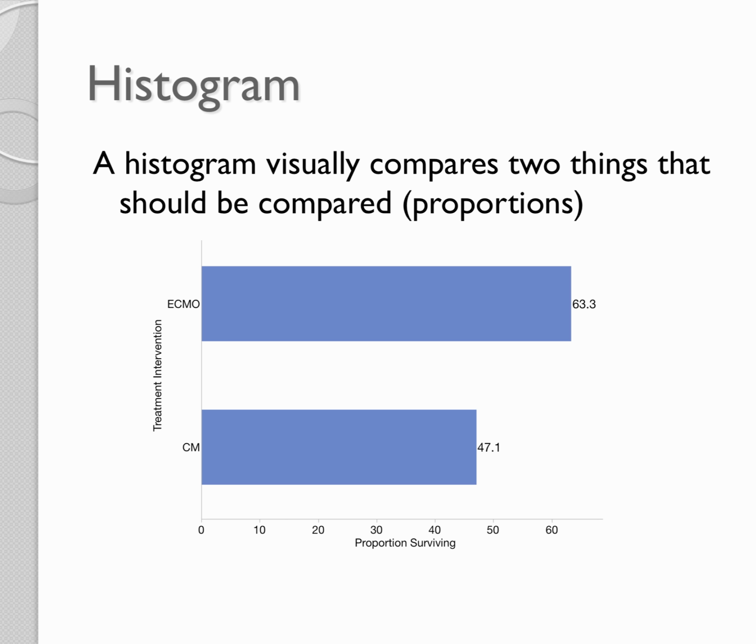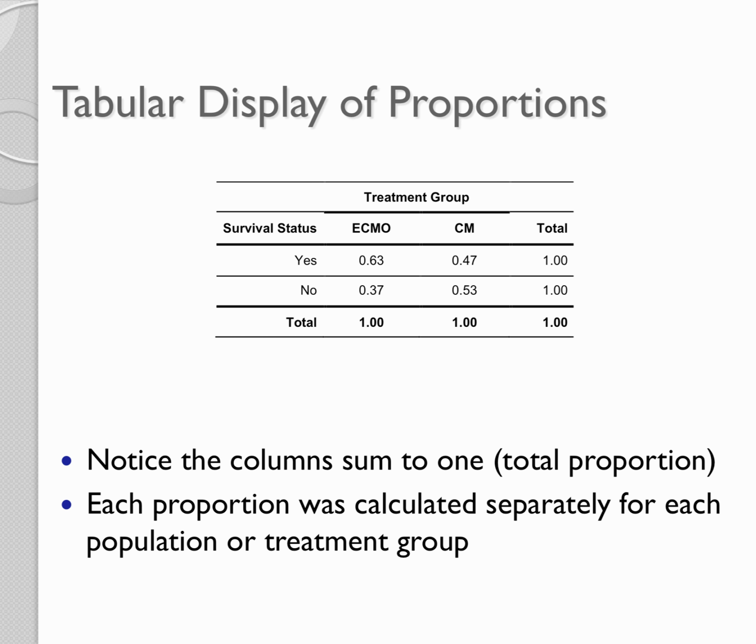A histogram is helpful. You could also put the proportions in a table. Notice that the columns total to 1 and the rows total to 1. So that out of those surviving, 63% were in the ECMO group, 47% survived in the CM group. So that's your column proportions. But you could do it the other way. So you really have to think about the best way to present it for your readers.